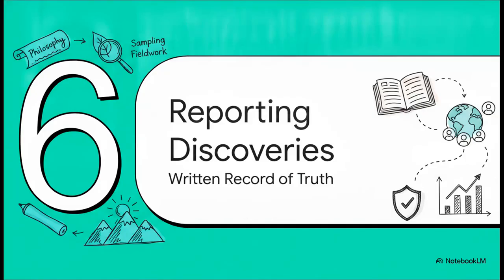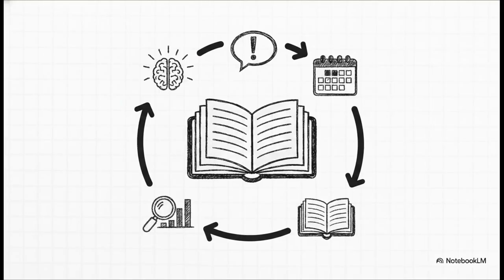Section 6. Reporting the final discoveries, the written record of truth. We have finally arrived at the last stage. After all the careful sampling, the hard fieldwork, and the strict ethical oversight, how is all this data actually shared? Well, it all culminates in the final report. This process perfectly mirrors our initial research blueprint. You map out your methodology so others can retrace your steps and verify your work.